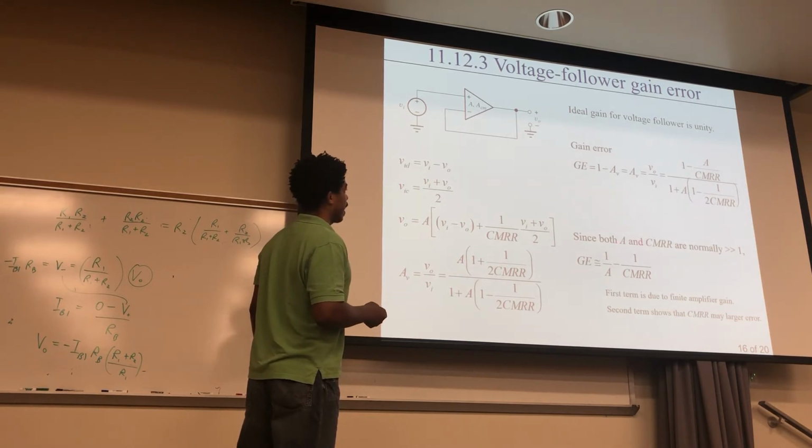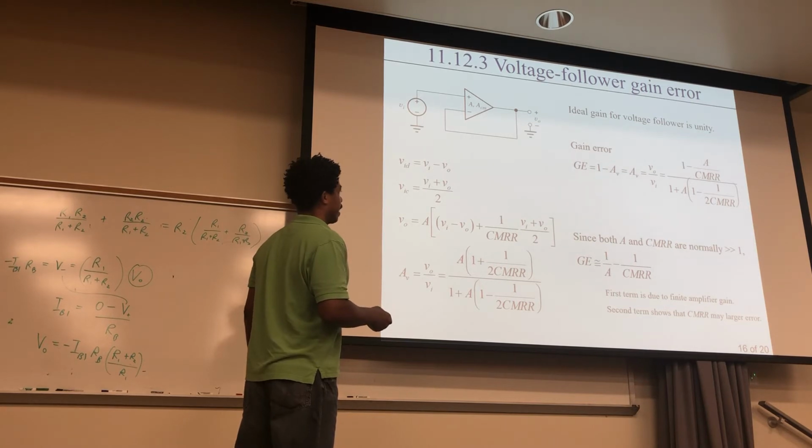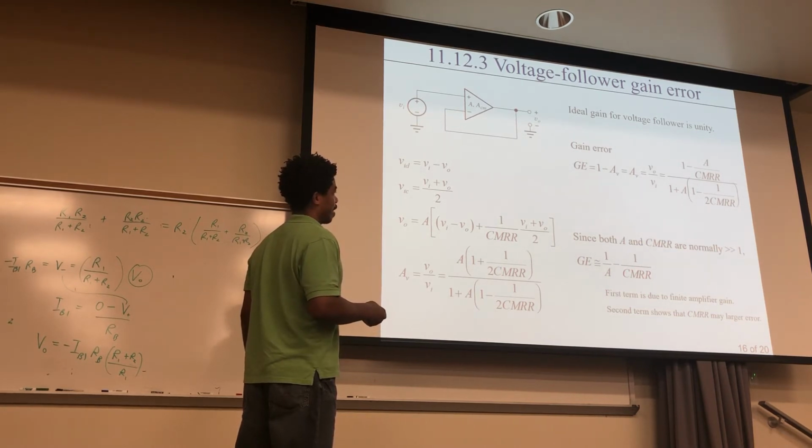And so since both A and the common mode rejection ratio are normally much greater than 1, you can approximate this as being this right here, where you have this piece, and that's due to the finite amplifier gain, and then you have this piece right here, and that shows that you actually want this to be quite large, or to have a smaller effect.